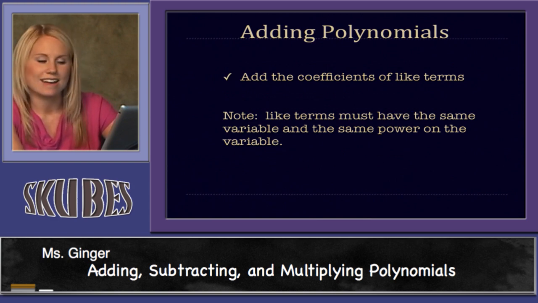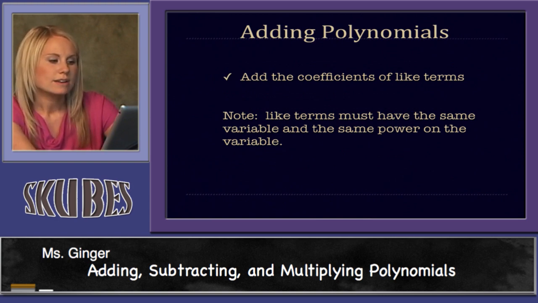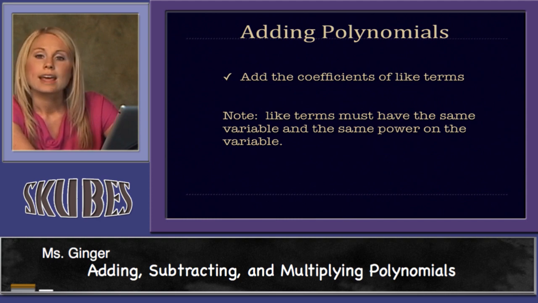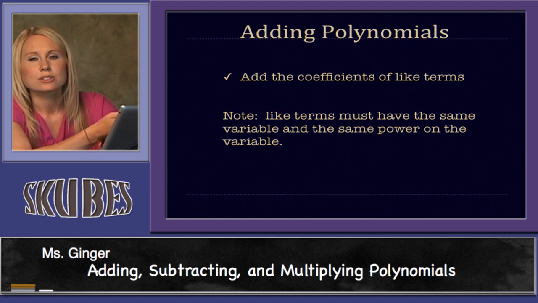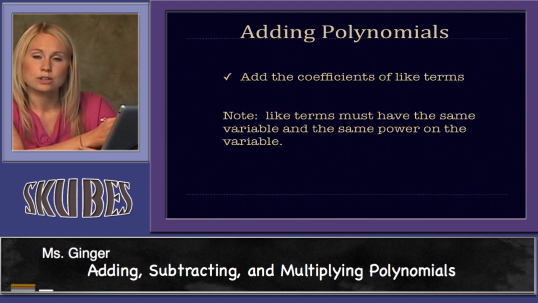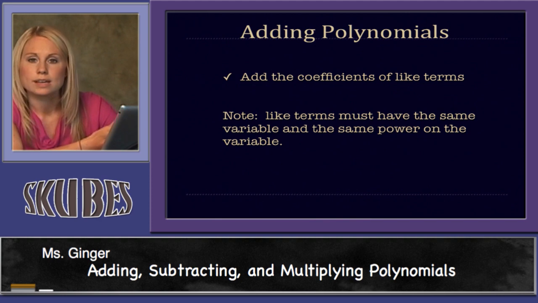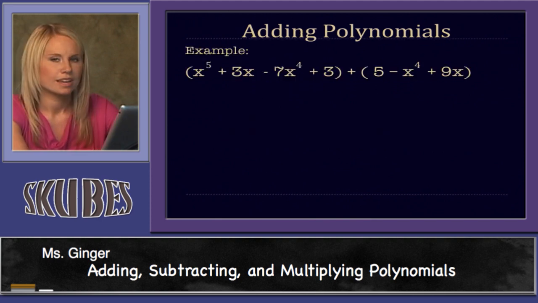Alright, so let's take a look at adding first. Remember, to add, we are going to look at the coefficients and like terms. And one thing I want to mention about like terms is that we're only looking at like terms if we see the exact same variable and the exact same power on that variable. So for instance, an x squared would not be a like term with an x cubed. It's got to have the same power. Let's take a look at an adding example.